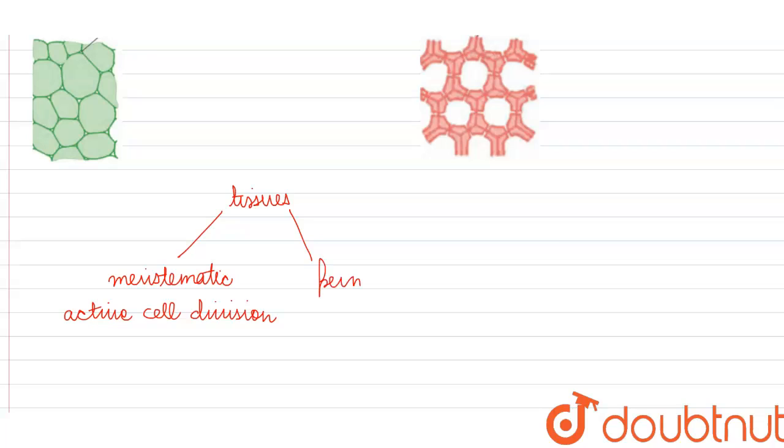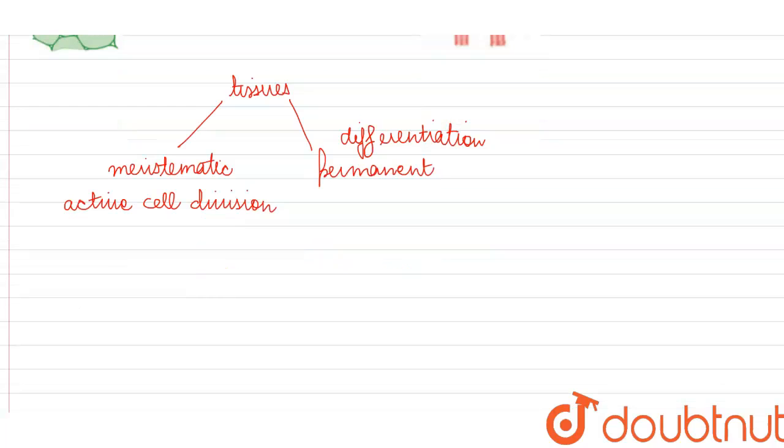Whereas, on the other side, we have our permanent tissues, in which we are going to see that the cells have now matured and they have undergone differentiation to perform some particular function in the plant body. So here we are going to find well-developed cells which are coordinating with each other to perform a particular function. Now, permanent tissues can also be divided into two categories.